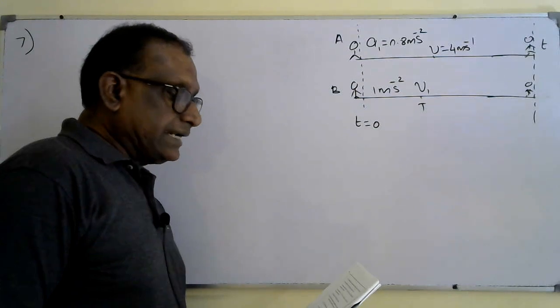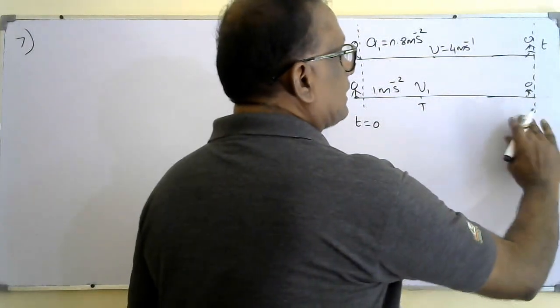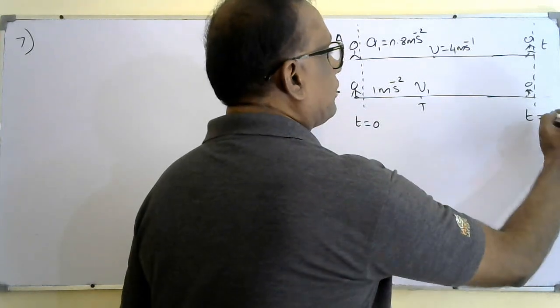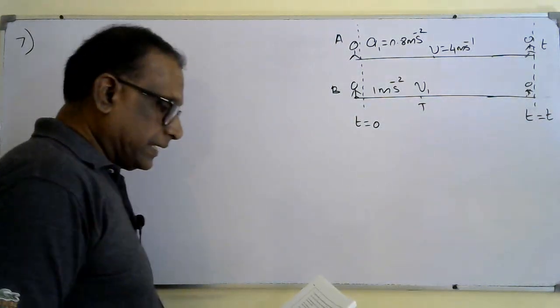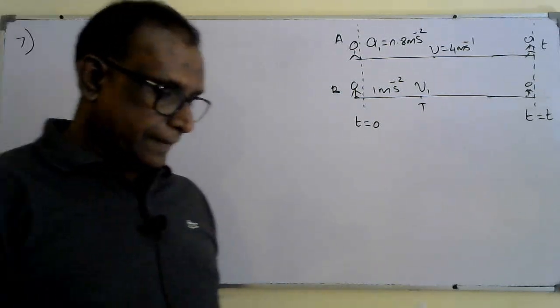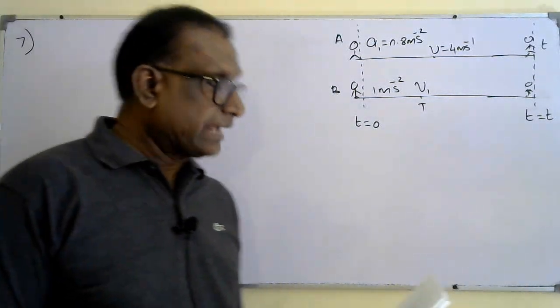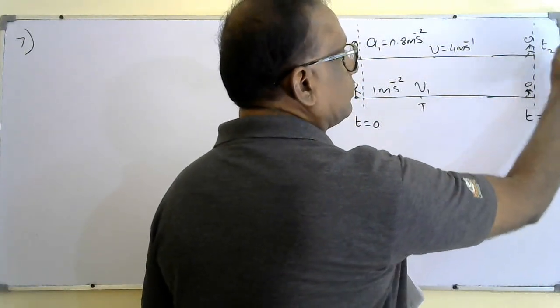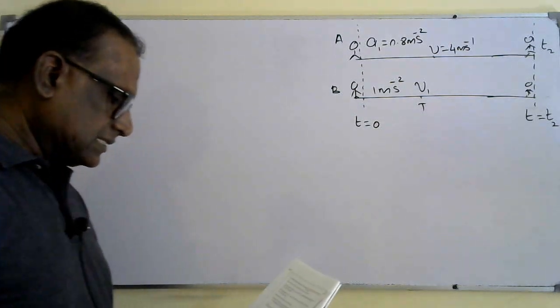They both finish the line at the same time. So that means they are starting at the same time and finishing at the same time. Or we can say the time they took to finish, this is T2. They both take the same time. T2 we'll name it like this.